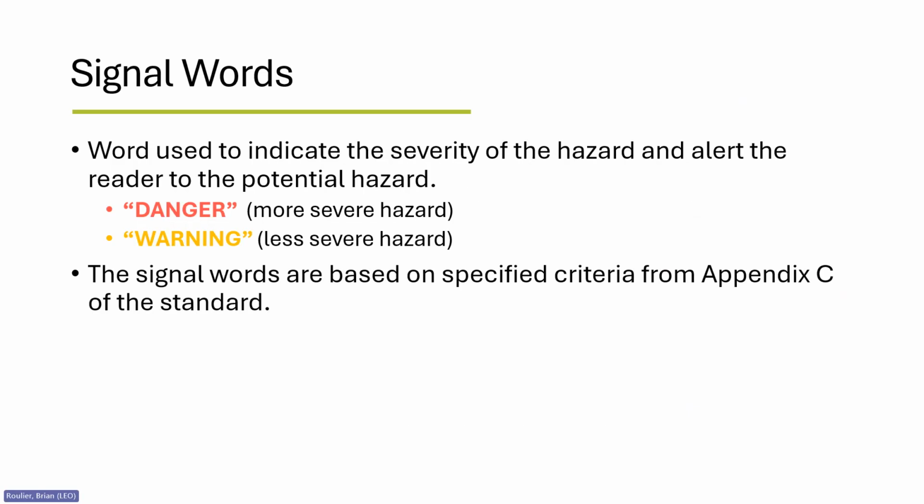One of 2 signal words will appear on the shipped container label. These words are either danger, which indicates a more severe hazard, or warning, which indicates a less severe hazard. Only one of these words will appear. Which signal word appears is based on the hazard classification done by the manufacturer and specific guidance from Appendix C of the standard.